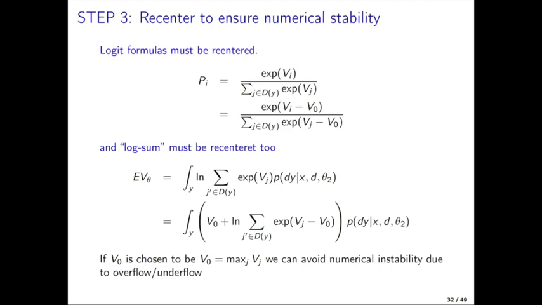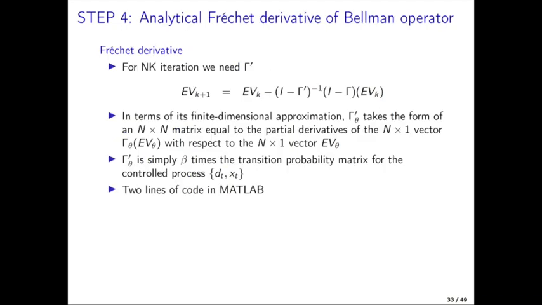So the bottom line here is that subtracting the max within the logit formula makes this logit formula much more stable. The same thing goes for the log sum formula, where you can take out the max and write the Bellman equation in exactly this way. This is fairly important, because otherwise you're going to have a lot of numerical instability.